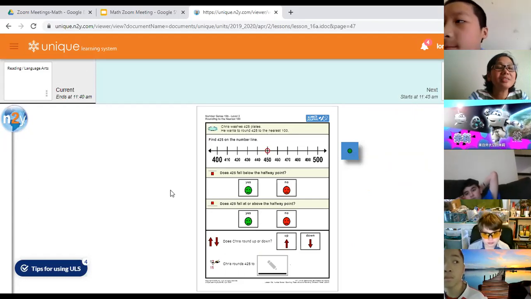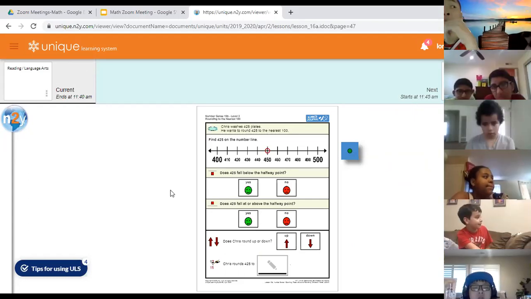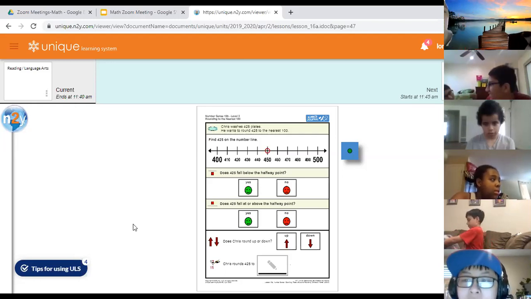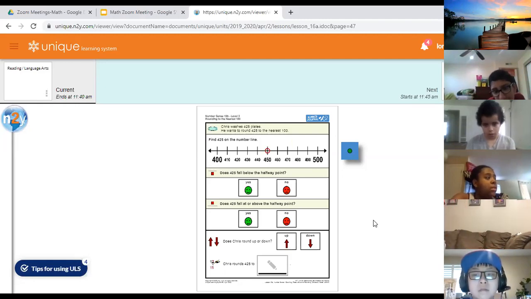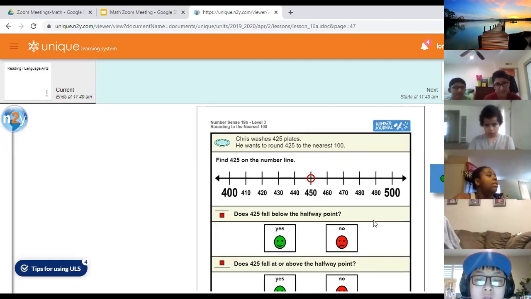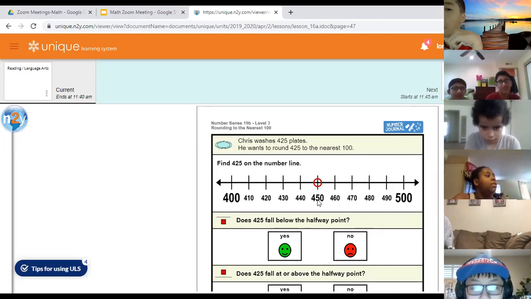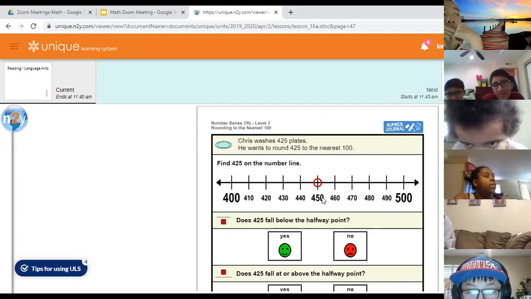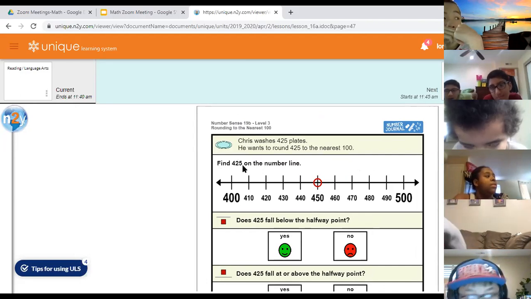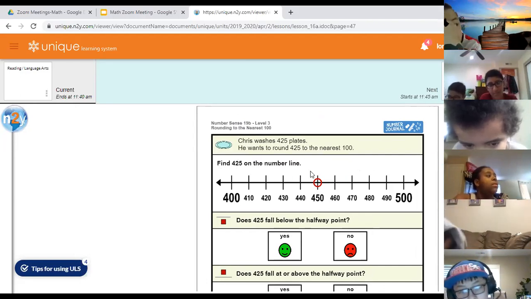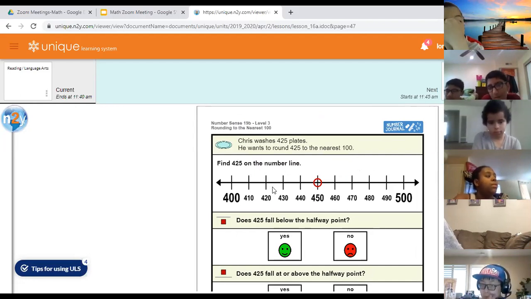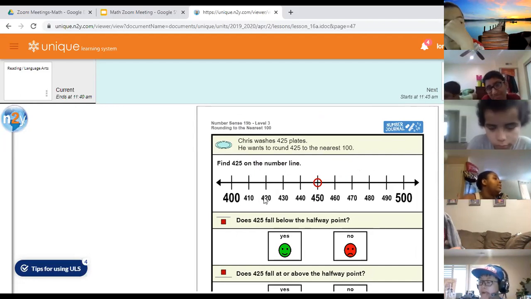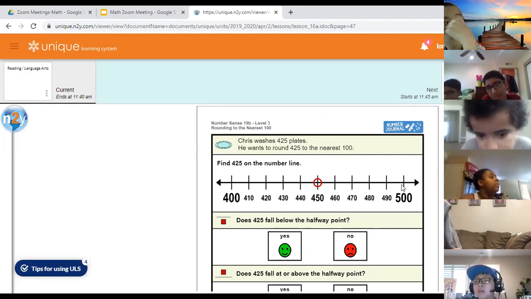Let me see who else is there. Okay, Ethan. Ethan, your turn, my dear. So you see the number 400 and 500. What is the midpoint for 400 and 500? 450, okay, Ethan? So find 425 on the number line. So we will find 425. So that means 425 is between 420 and 430.